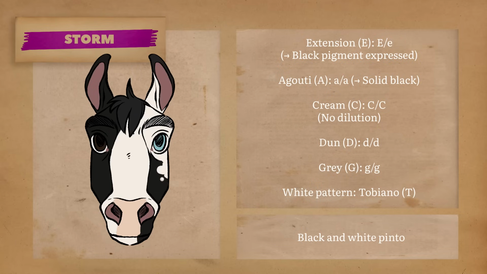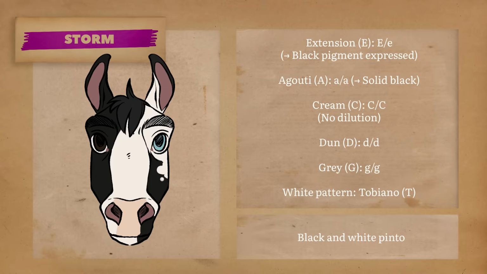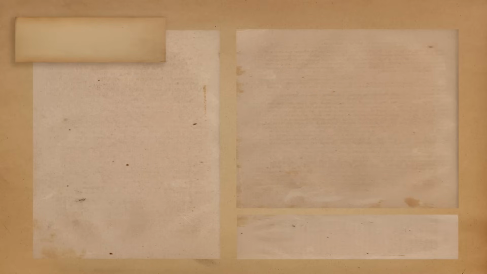Looking at the Agouti gene, we know he's a solid black horse, and the only way to make him solid black is to make him a double lowercase a. He doesn't carry any cream dilution, no dun, no grey, but he's a pinto, so we're just going to say that he carries the Tobiano gene. He might carry some other ones, but Tobiano is the most likely.